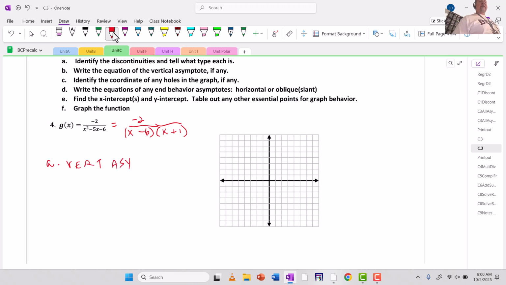And feel free to just say vertical asymptote, and then it's at x equals 6 and x equals -1.